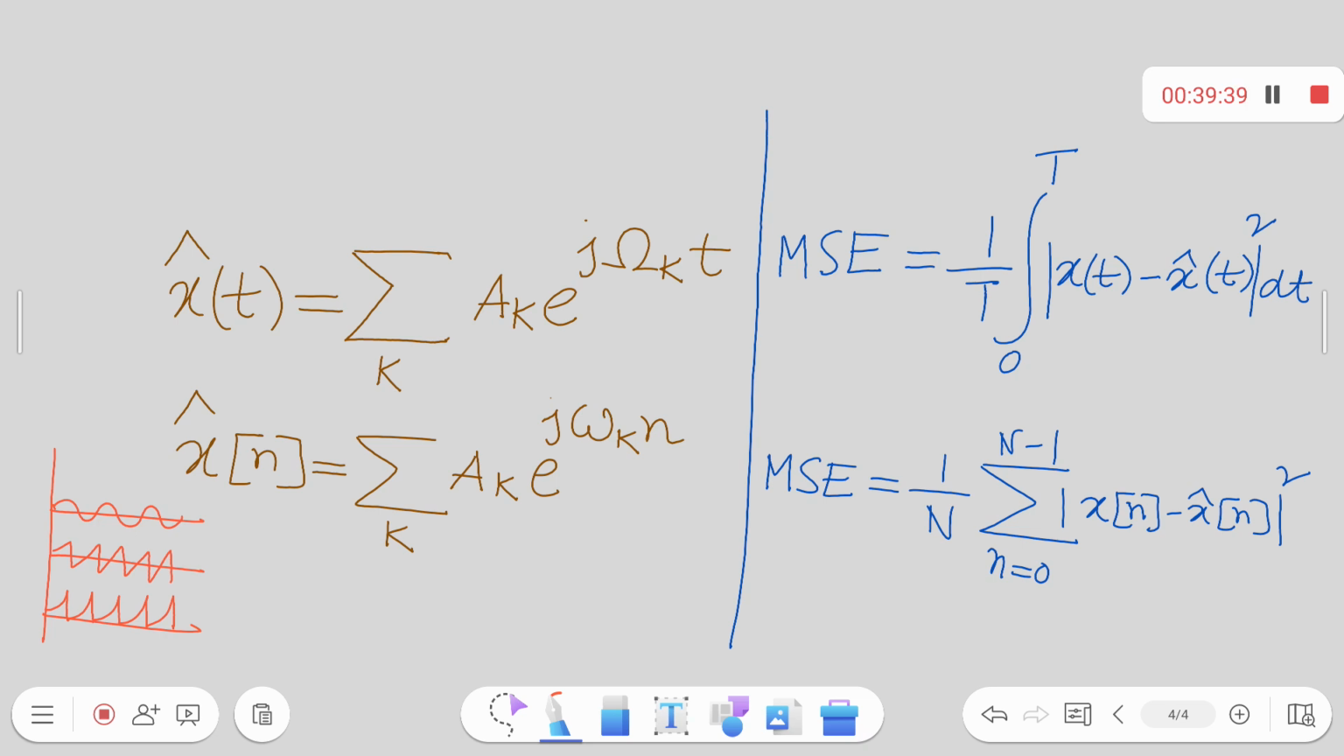x of t is equal to x of t plus capital T for all t. That is the formula, if you can remember it properly. x of t is equal to x of t plus capital T for all t. That was the formula for a periodic signal.